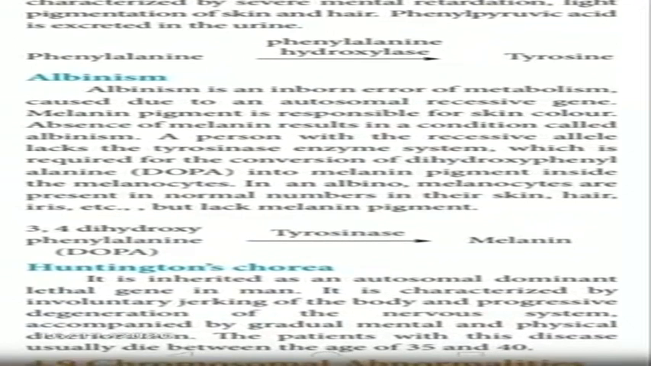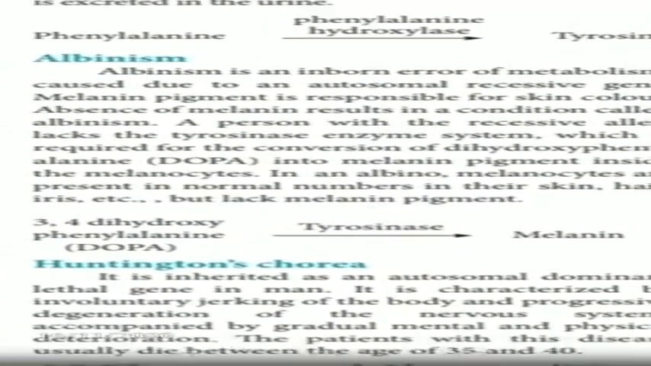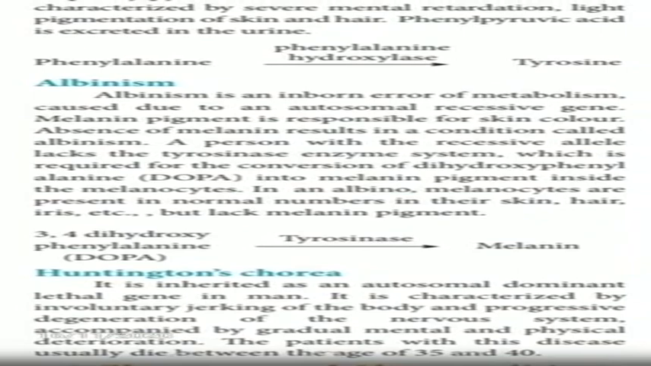It is caused due to autosomal recessive genes. So this albinism is also caused due to autosomal recessive genes. Here in our skin there is a melanin pigment. That melanin pigment is responsible for skin color. That's what I told you.